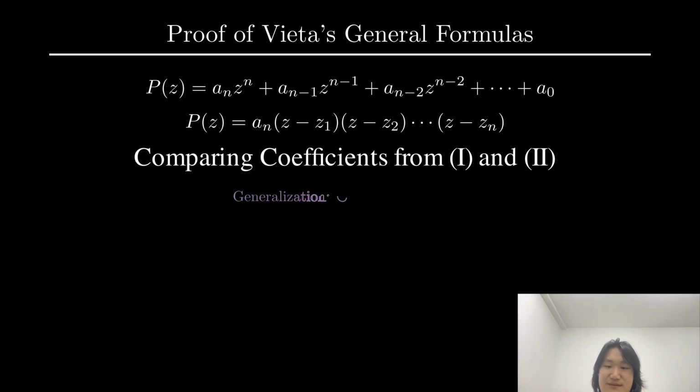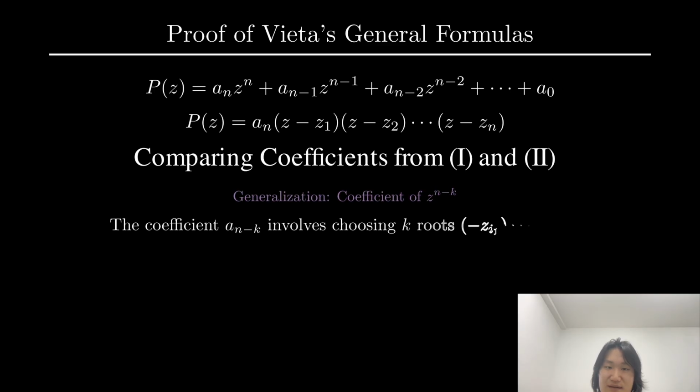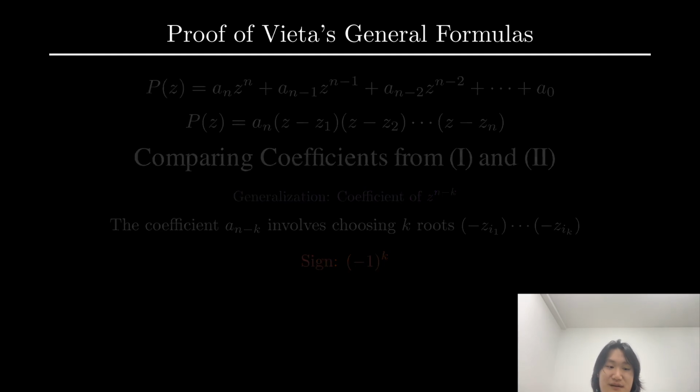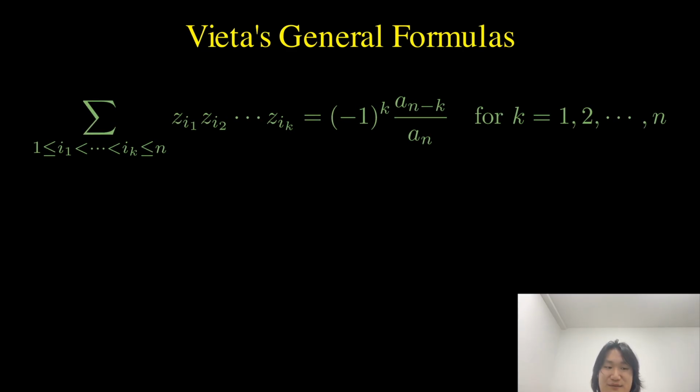So we get the generalized form of the Vieta theorem. The coefficient an minus k involves choosing k roots, minus zi1 times minus zi2 up to minus zik, from all the roots z1 to zn. So the sign is minus 1 to the power of k. The general form of the Vieta theorem is that the sum of zi1 times zi2 times zik, where i1 to ik are from 1 to n, equals minus 1 to the power of k times an minus k over an.